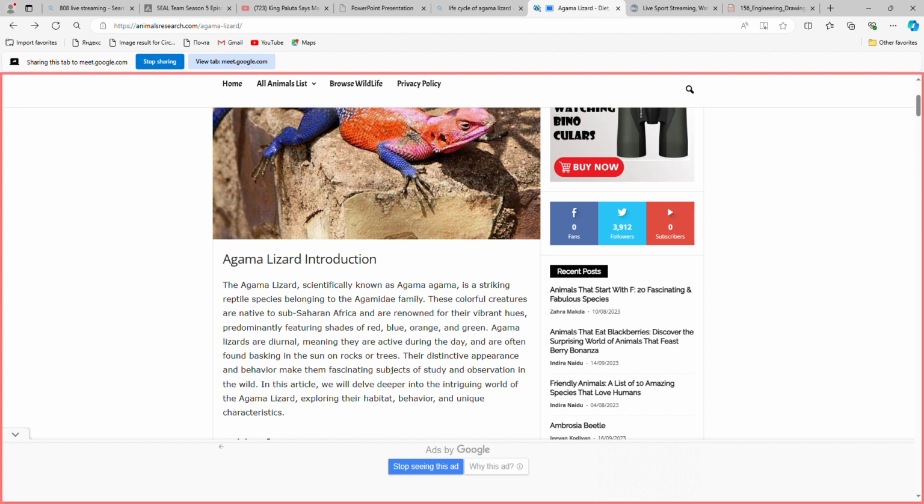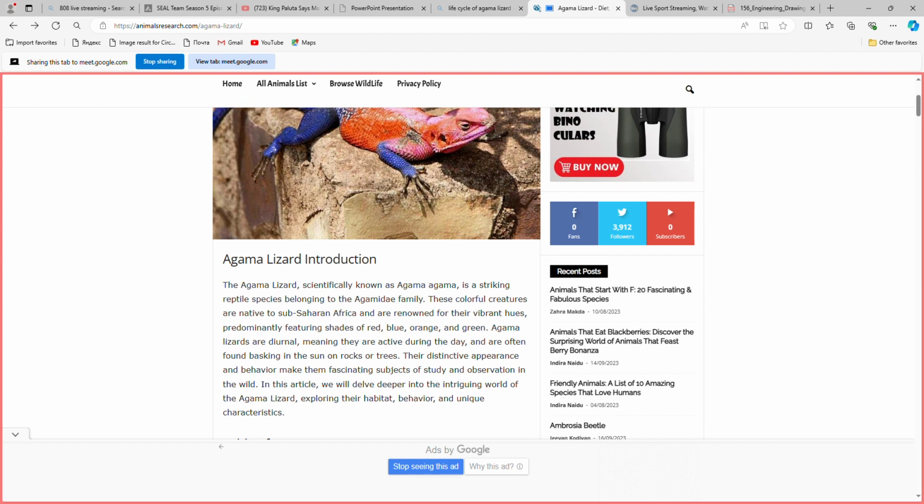They are one of the colorful nature. We have them in colors. We have different types of lizard, and in the course of this lesson we'll get in touch with some of them. If you go to the sub-Saharan African countries, they are renowned for their vibrant hues, predominantly featuring shades of red, blue, orange, and green. So they are in colors. When you go to those African countries, you will see them in colors: red, blue, orange, and green.